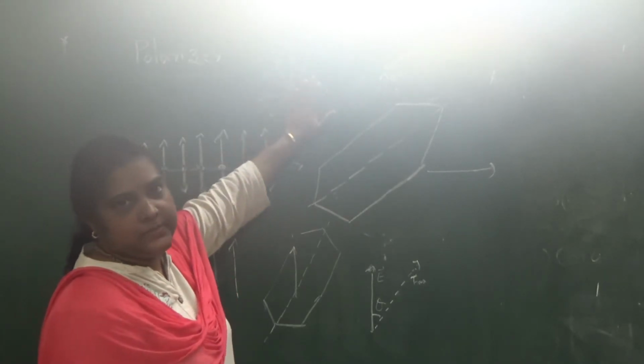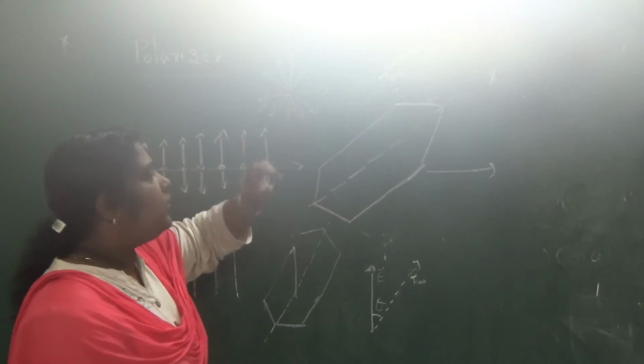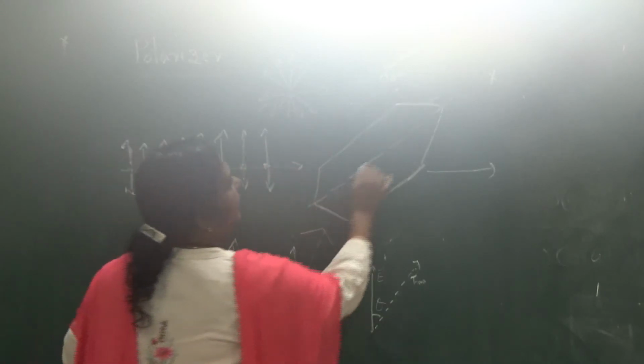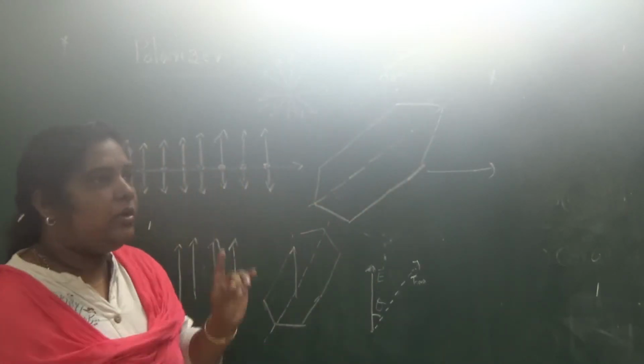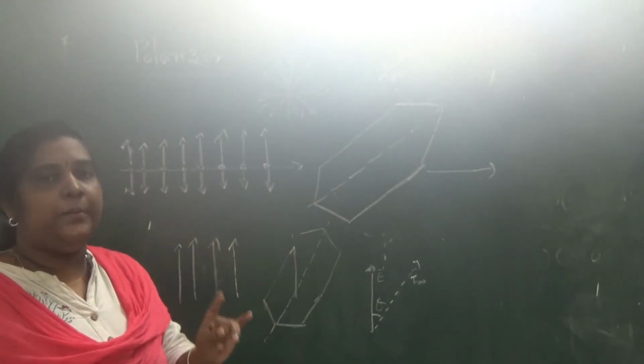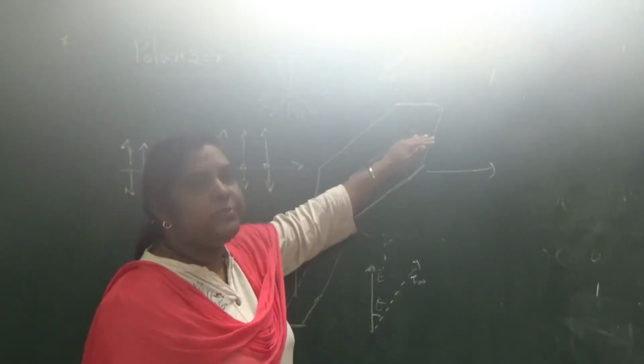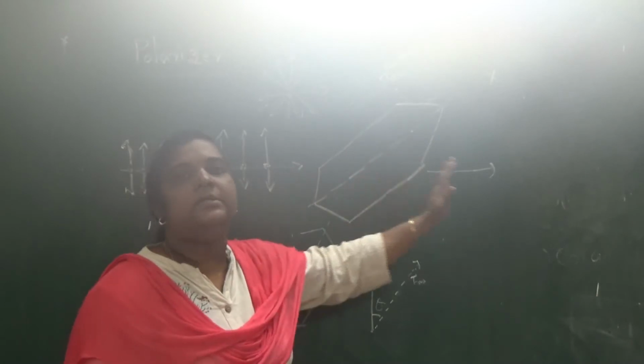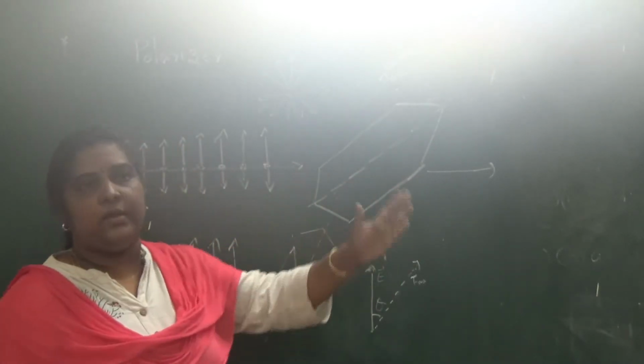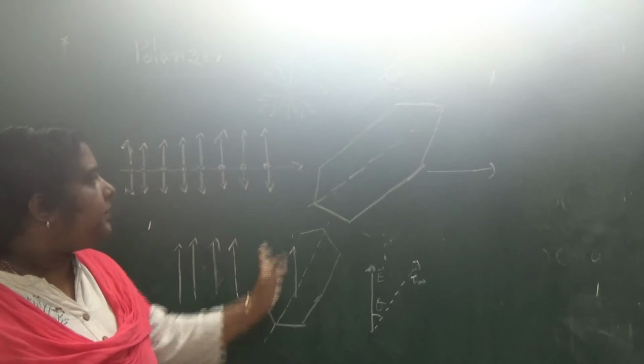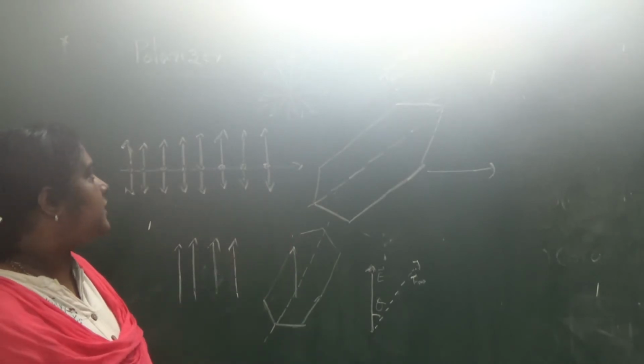Vibrations like this. Okay, then you know this is our transmission axis. What I told is any electric field component parallel to the transmission axis will pass the light, pass through the polarizer.